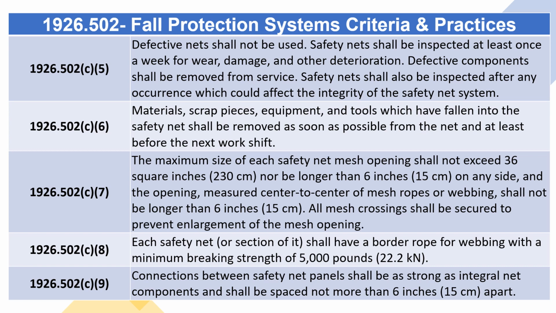1926.502(c)(8). Each safety net, or section of it, shall have a border rope or webbing with a minimum breaking strength of 5,000 pounds (22.2 kilonewtons). 1926.502(c)(9). Connections between safety net panels shall be as strong as integral net components and shall be spaced not more than 6 inches (15 centimeters) apart.